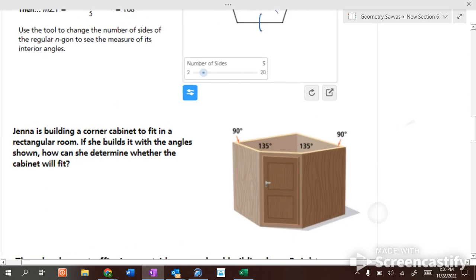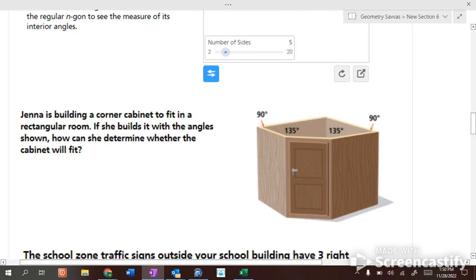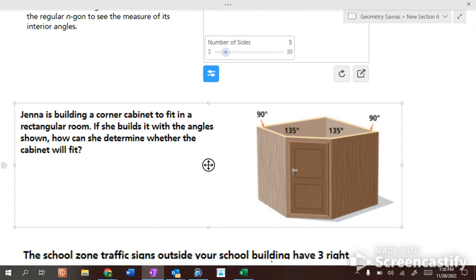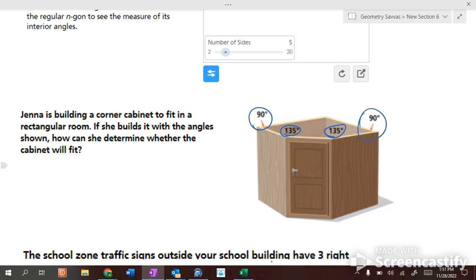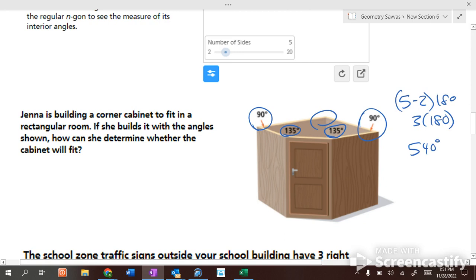Now, Jenna is building a corner cabinet to fit into a rectangular room. Because what happens is, then you have cabinets going this way and cabinets going this way, so the doorway is just right here. It's a corner cabinet. Now, if we know this is 135, and this is 135, and this is a 90-degree angle, and this is a 90-degree angle, how many degrees are left with that? Well, what type of a shape is this if it has 5 sides? It's a pentagon. So a pentagon is 5 minus 2 times 180, or 3 times 180, or 540 degrees.